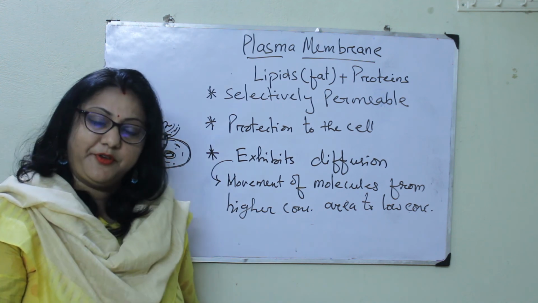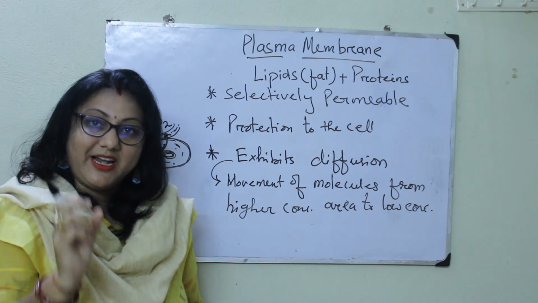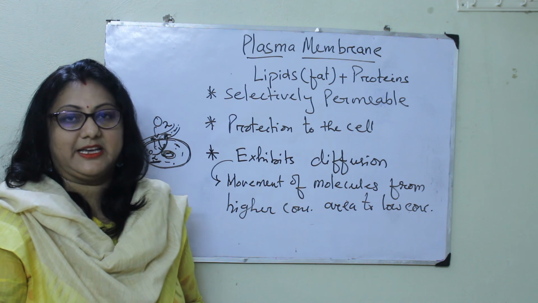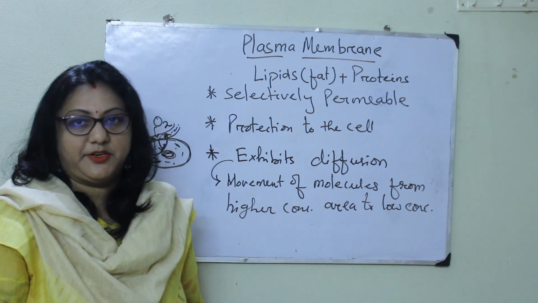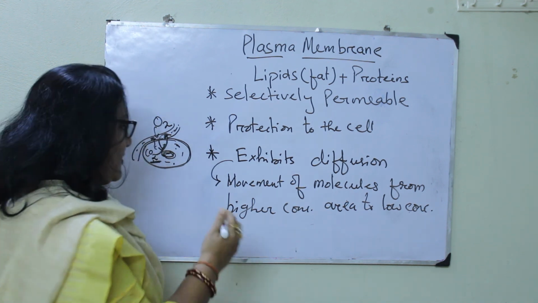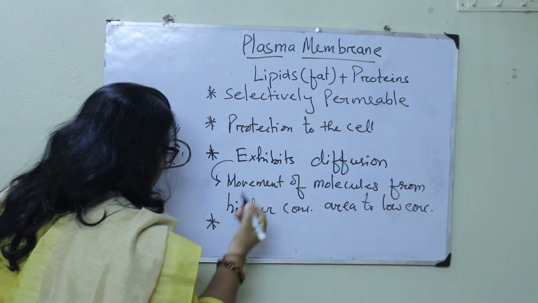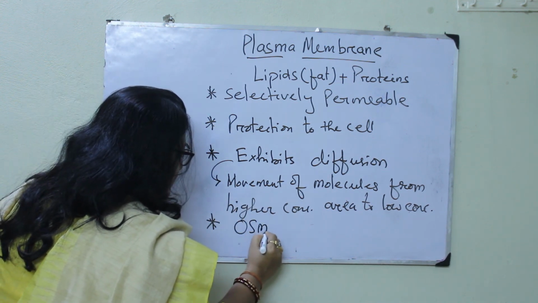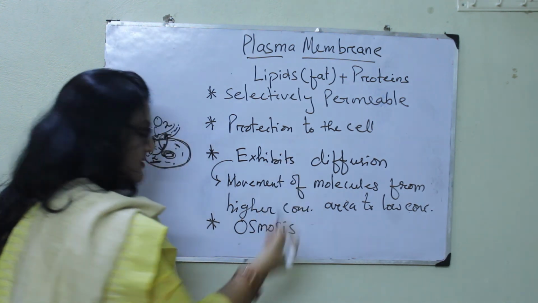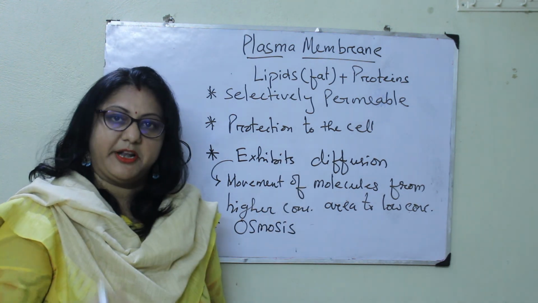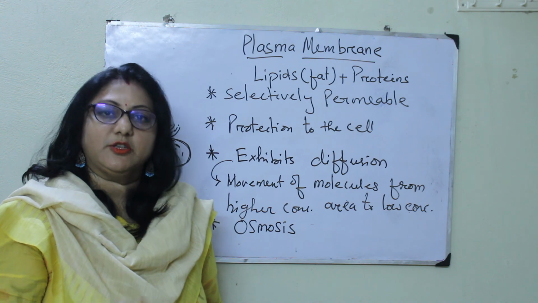Now, when diffusion occurs only with regard to water molecules, we name it in a different way. Clear? So diffusion of water molecules, we name it the osmosis process. So the plasma membrane also carries out the osmosis process.